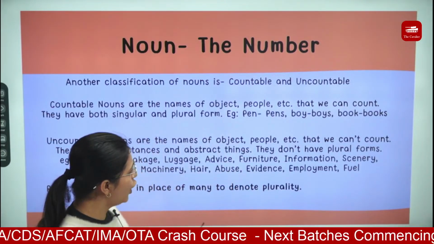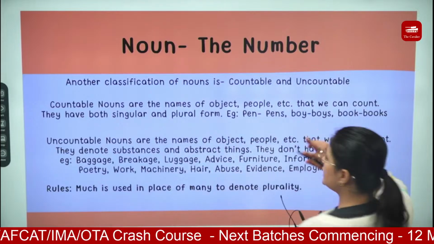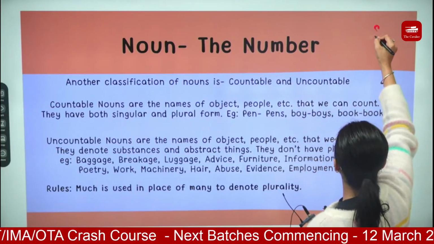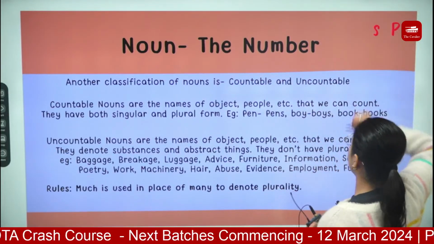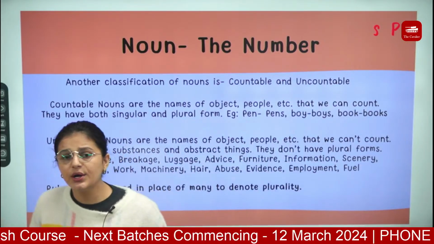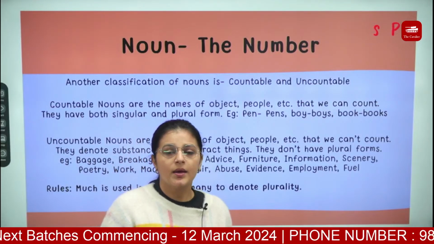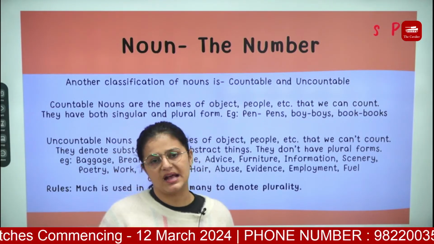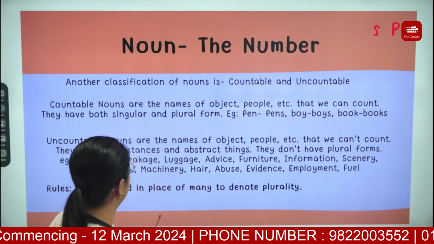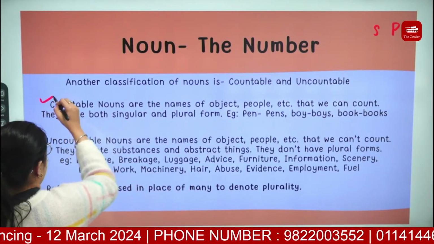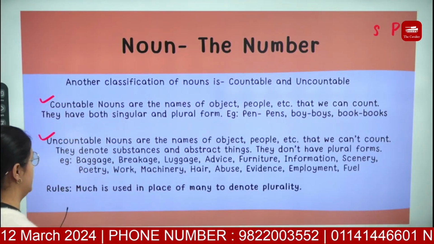As we all know, there are only two numbers. One is singular and then there is plural. Singular, anything that is one. Plural, anything more than one. But there is one more classification, and that classification is countable noun and uncountable noun.